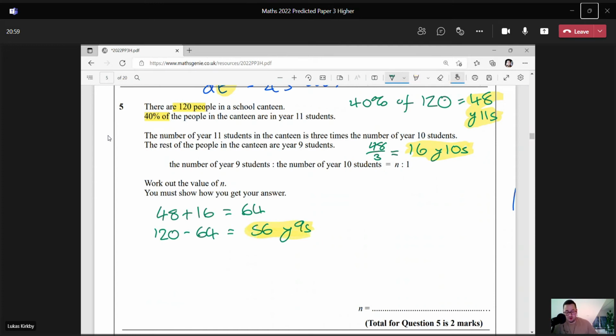Okay, so finally then, we want the number of year 9 students to the number of year 10 students to be n to 1. Well, let's just write the ratio. So year 9 is 56, so let's just write year 9 to year 10 is 56, and year 10 was 16. So we want this 16 to be 1, don't we? And to get that, we divide by 16. So we need to do that on the other side as well. So 56 divided by 16, and that is 3.5. And that must be n, so n is 3.5.